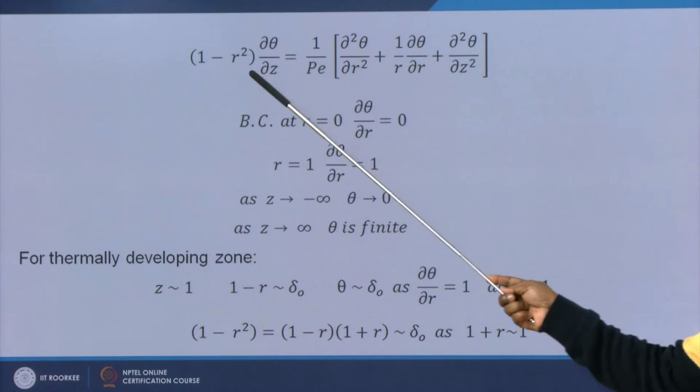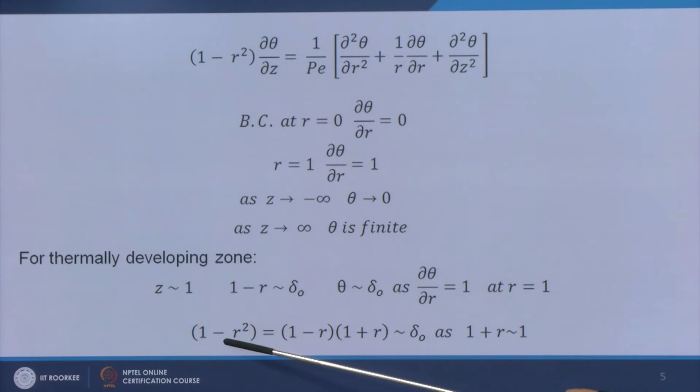So first let us start with 1 minus R square. So 1 minus R square will be 1 minus R times 1 plus R. Okay, so here we can get it will be also of the order of delta naught. Why? Because 1 plus R is actually of the order of 1, because R is of the order of 1. So 1 plus 1 will be of order 2. So basically this 1 minus R square will be of the order of delta naught. Here this 1 minus R is actually determining the order.